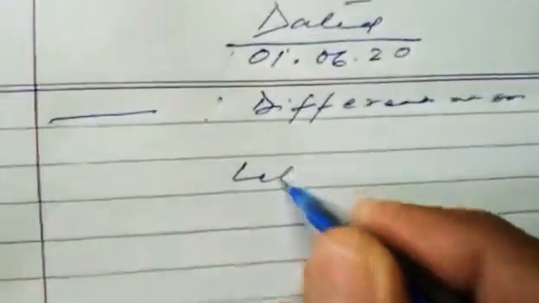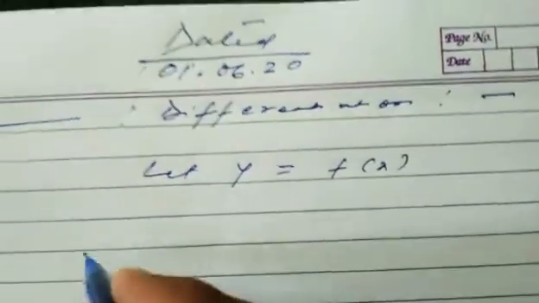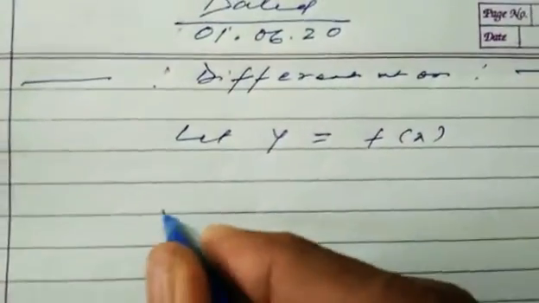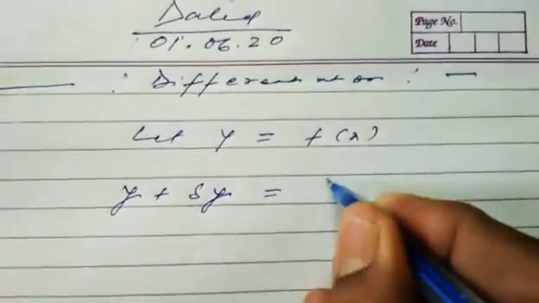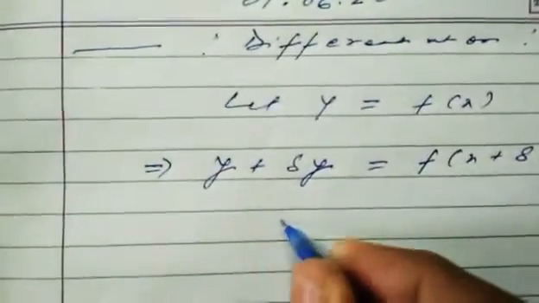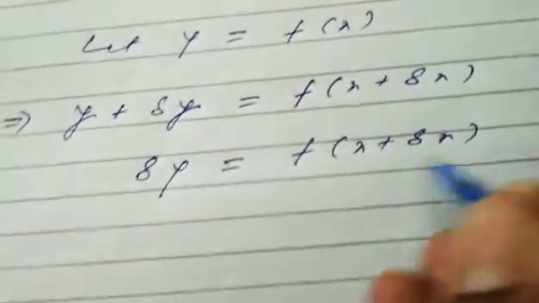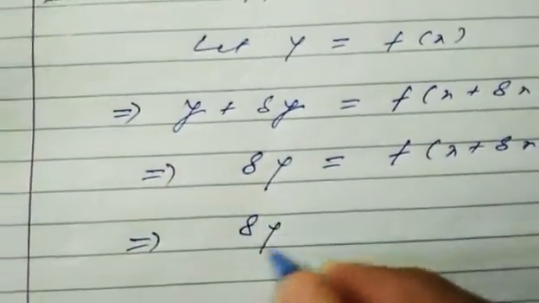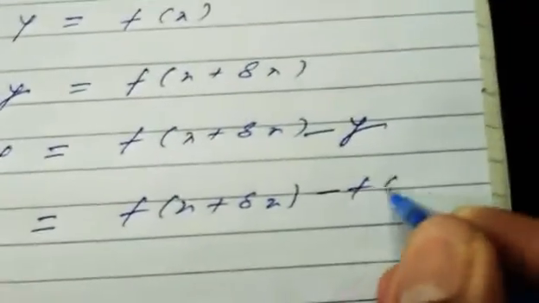So I have taken y is equal to f(x), and this is the explicit function earlier known to you. Now there is a small increment in x, so there will be one in y also. So this is f(x + del x) that we can write down, and del y can be written as f(x + del x) minus y. This implies del y is equal to f(x + del x) minus f(x).